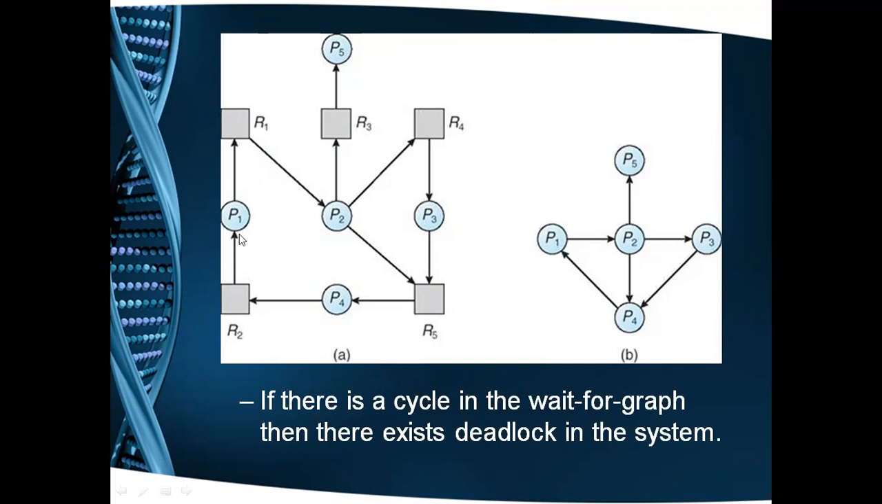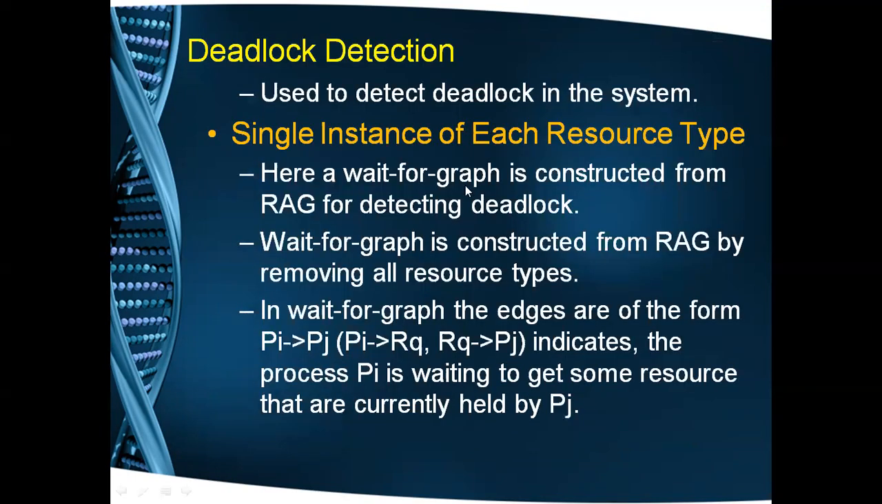How it is constructed: for example, P1 to R1 we have an edge, R1 to P2 we have an edge. So remove this R1, and directly we have an edge from P1 to P2. That is given here, P1 to P2. Similarly, P4 to R2, R2 to P1. So remove this R2, and we have an edge from P4 to P1. Like this, we have to create a new graph. This graph is called a wait-for graph. The conclusion is that in the wait-for graph, if there is a cycle, there exists a deadlock in the system. This is for every resource having a single instance.